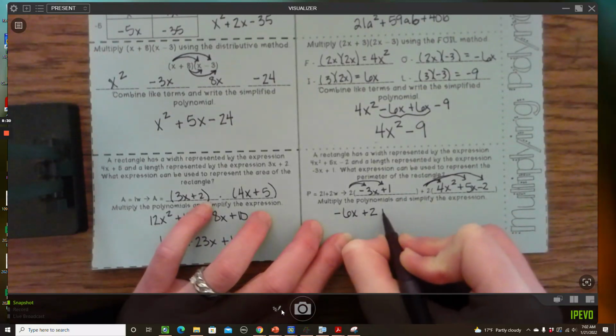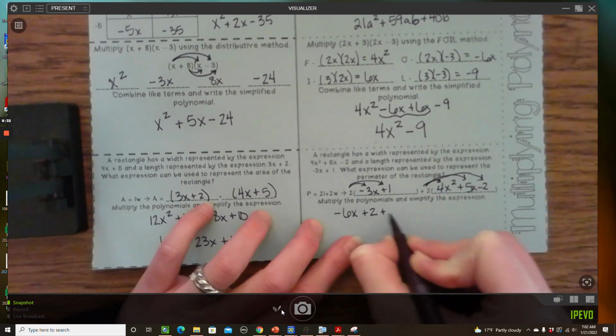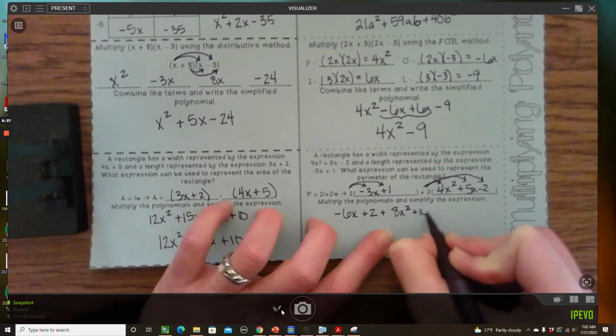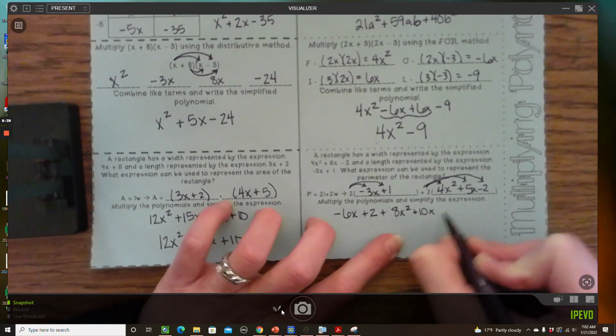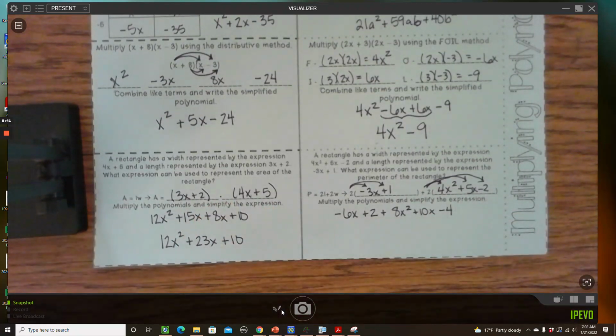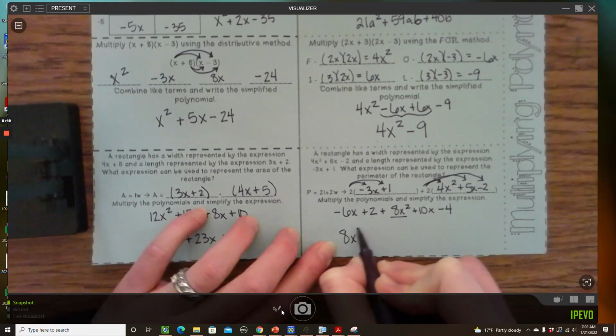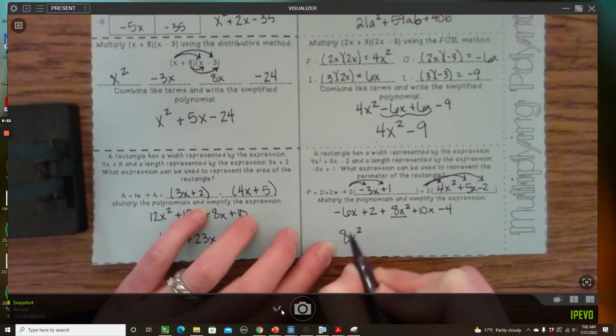Keep that plus sign. 2 times 4x squared is 8x squared. 2 times 5x is 10x. 2 times a negative 2 is a negative 4. Now I have a lot of combining like terms to do. I'm going to start off with my highest exponent, though. I've only got one 8x squared, so that's my highest exponent.